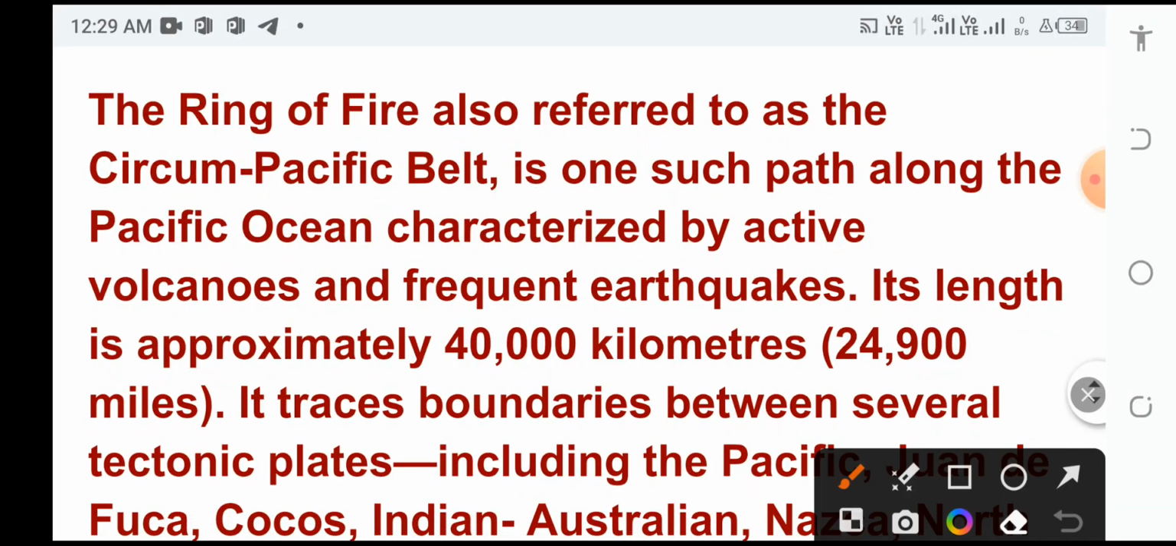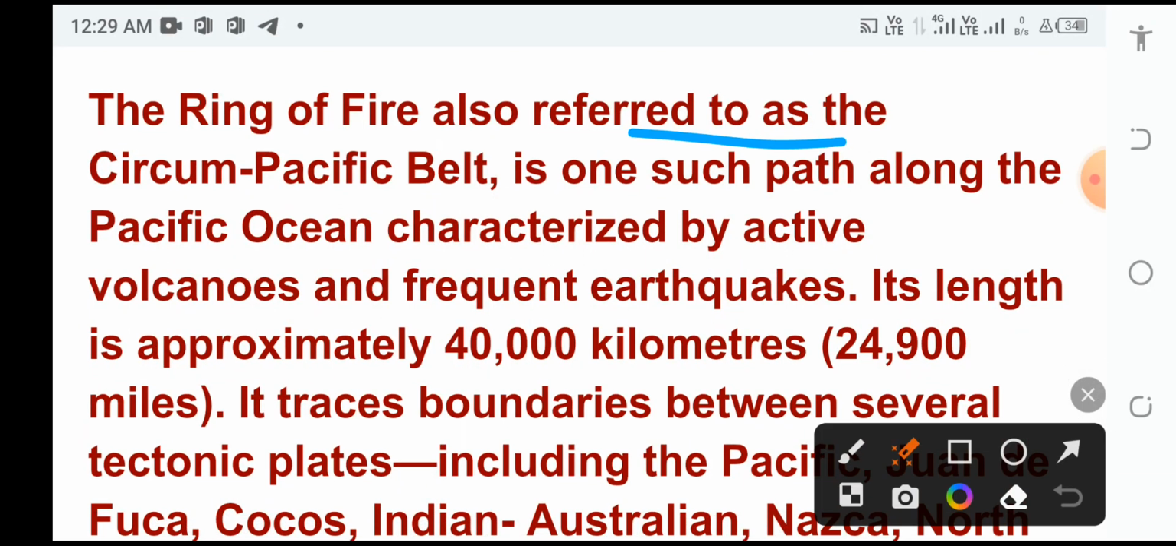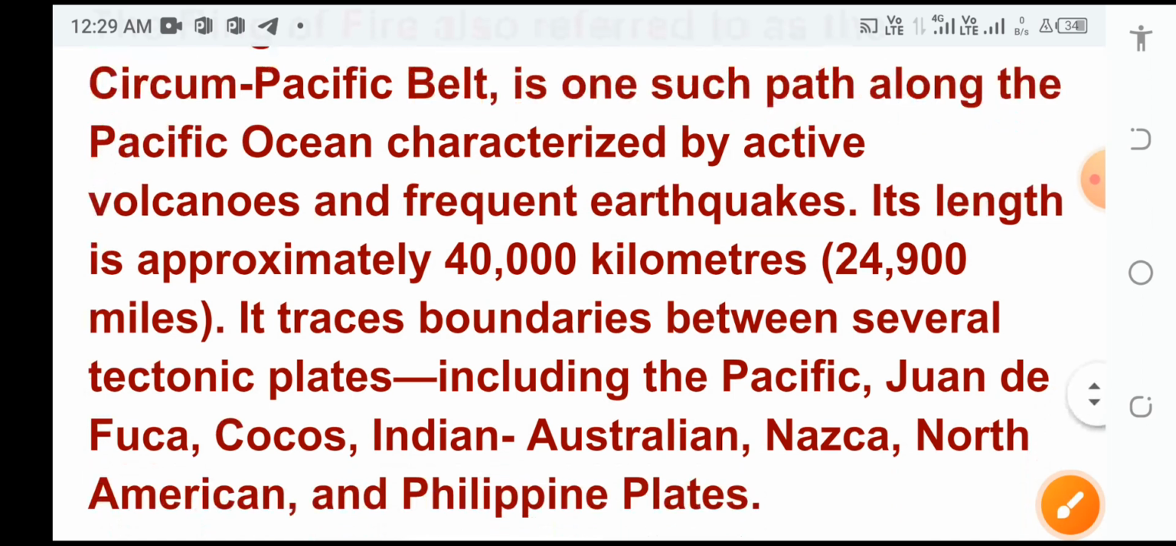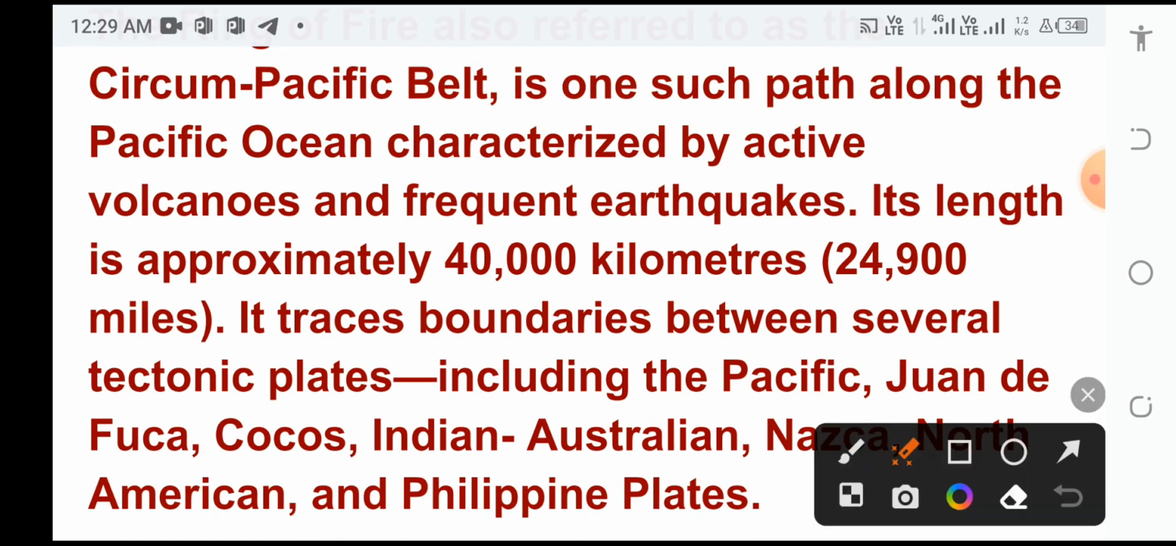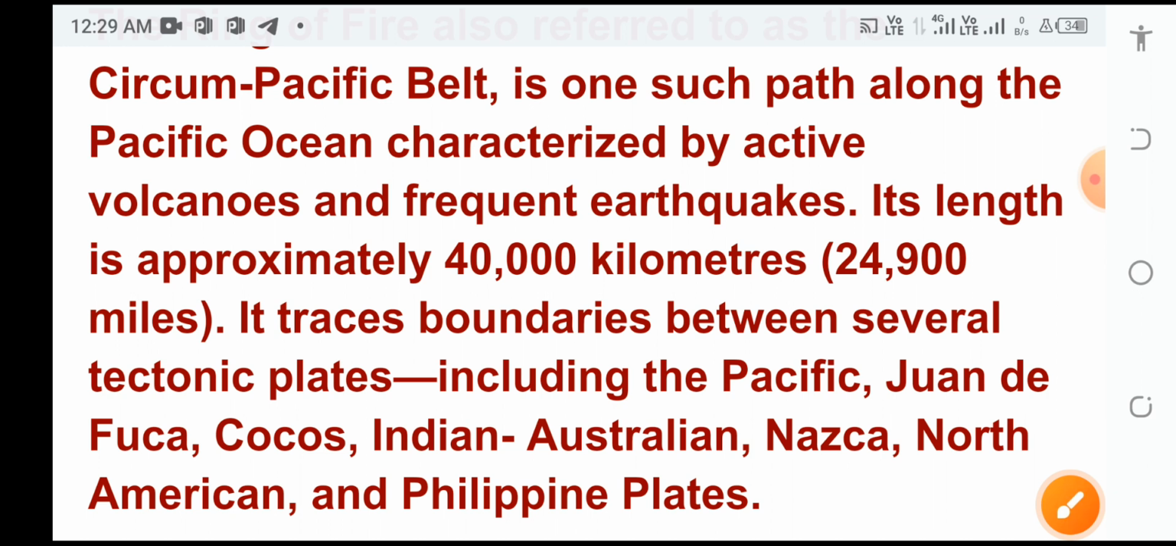Next, the Ring of Fire, also referred to as the circum-Pacific belt, is one such path along the Pacific Ocean characterized by active volcanoes and frequent earthquakes. Its length is approximately 40,000 kilometers. It is a thrust boundary between several tectonic plates, including the Pacific, Juan de Fuca, Cocos, India, Australia, Nazca, North America and Philippines plates, etc.